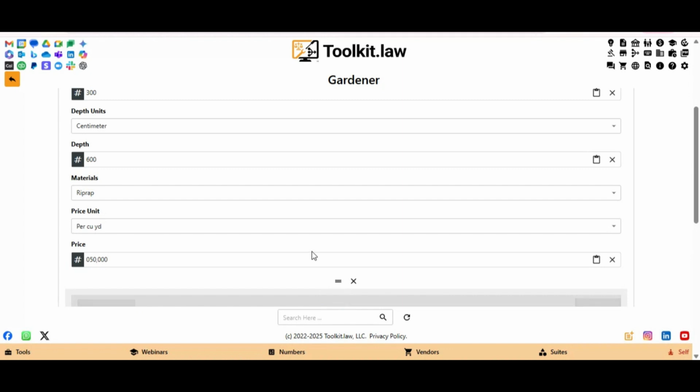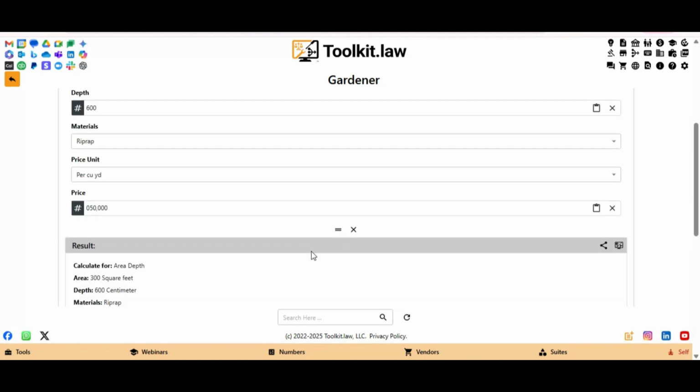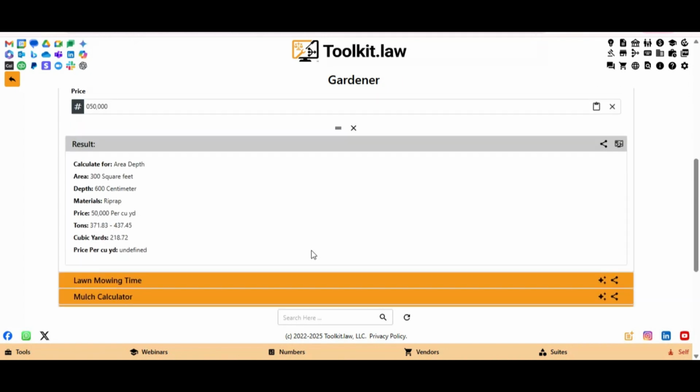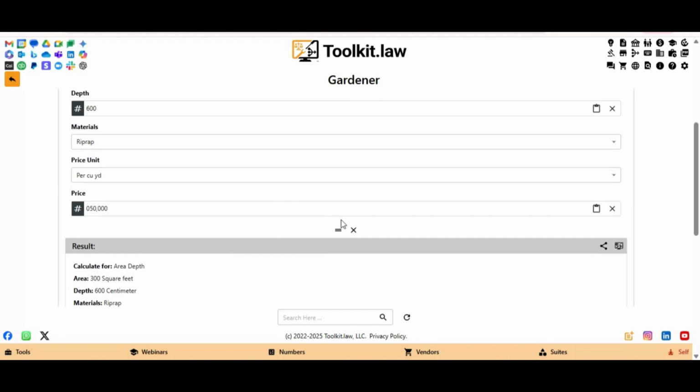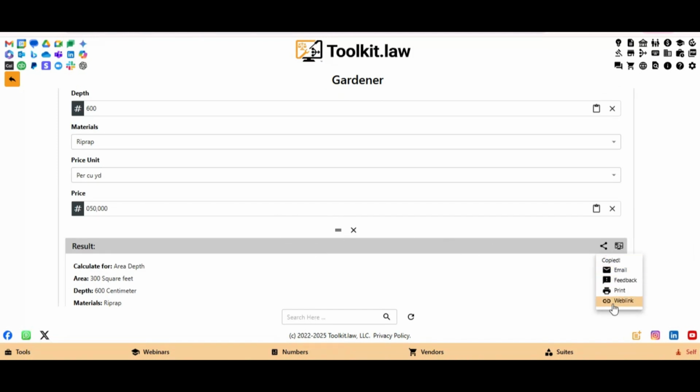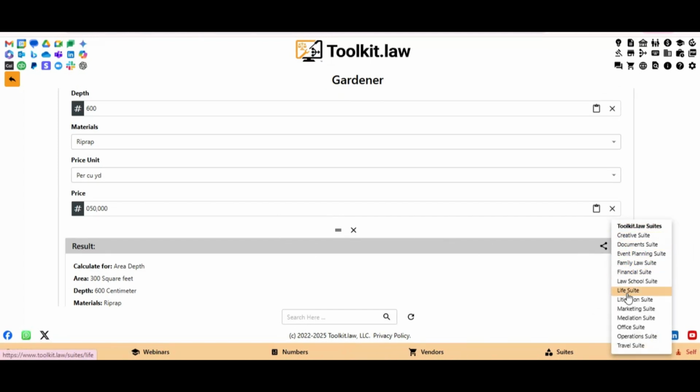You can clear entries to start over, copy results, or securely share them, keeping your planning consistent and organized. It eliminates guesswork, overspending, and delays.